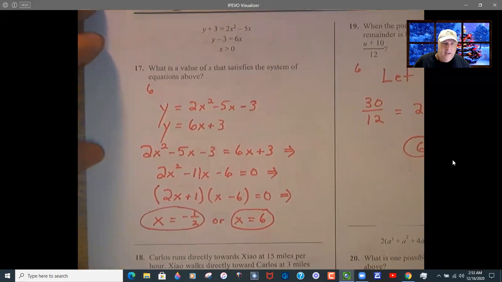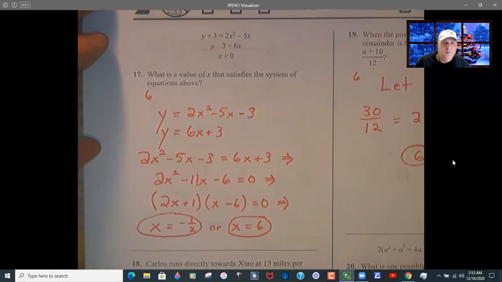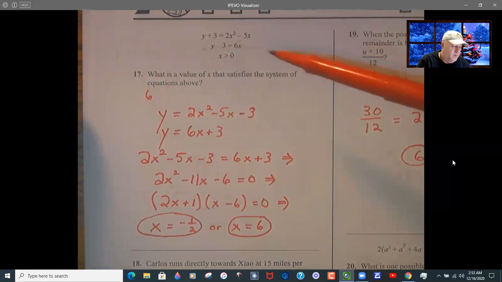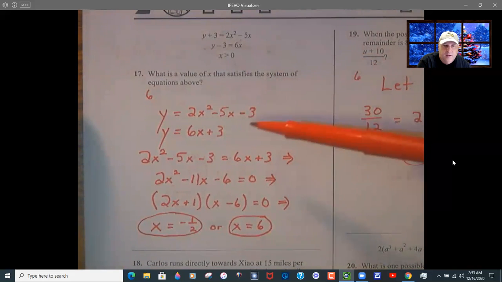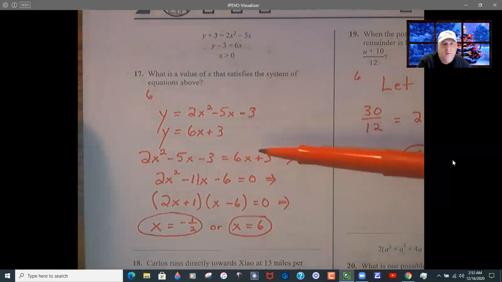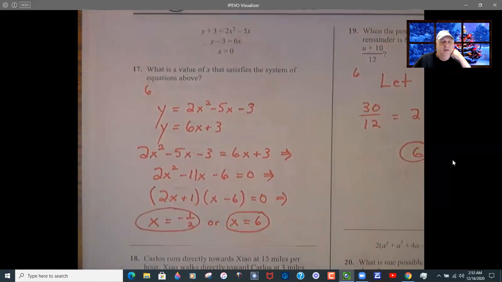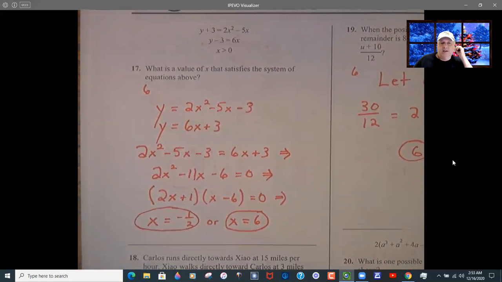What is a value of x that satisfies this system? What you need to do is realize that this is a linear quadratic system, which you're going to set equal to each other after you solve for y, of course. Take everything to one side. And so what is the value of x? This involves factoring by sight.